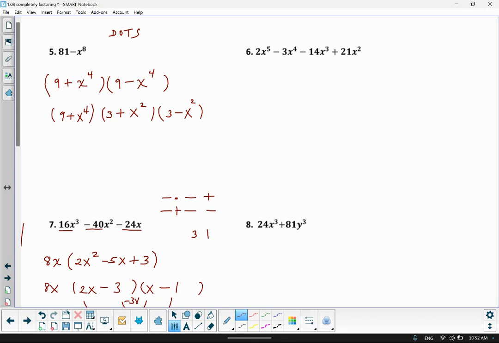Could you do it again? You always have to look. I can't simplify the first further. I can't simplify the second binomial further. And the third one, even though I have an x squared and a minus, there's no perfect square for 3. So this is my final answer.